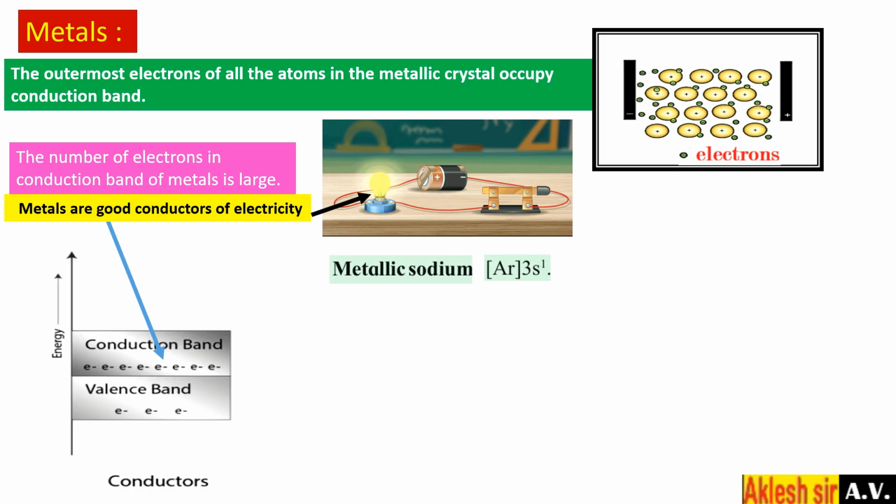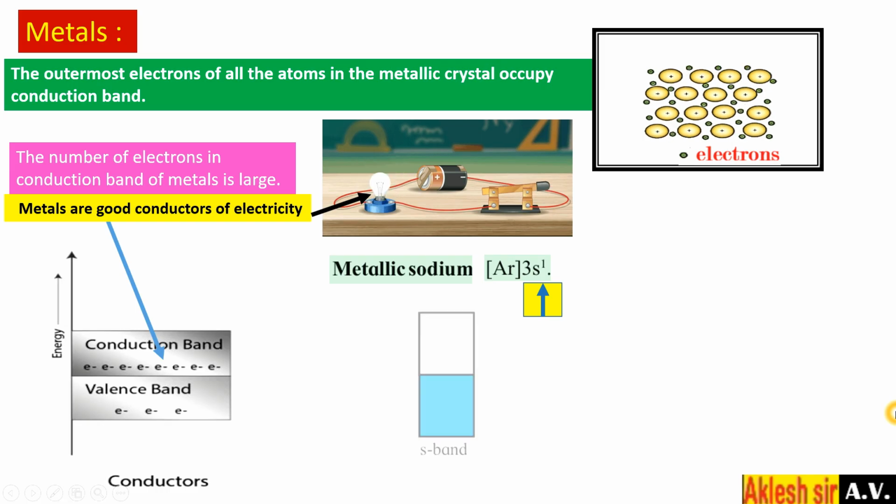Consider one example, metallic sodium, whose electronic configuration is argon 3s1. Here the last shell 3s contains one electron. So this is one box and there is only one electron. This is the 3s orbital containing one electron, which means it is half filled. This represents the conduction band. This is how the band has come here. This is known as the conduction band.